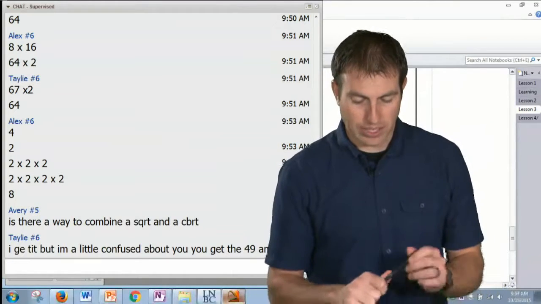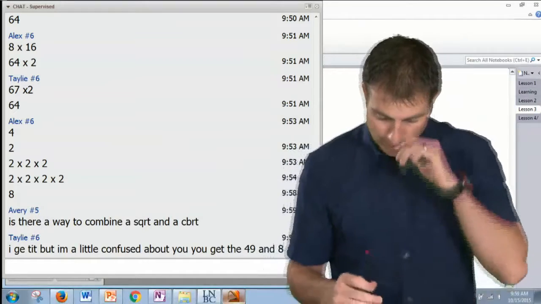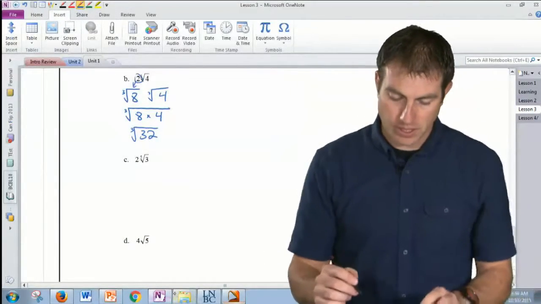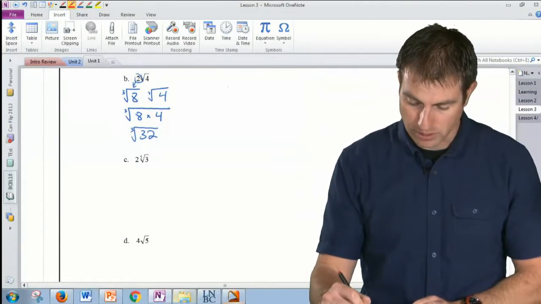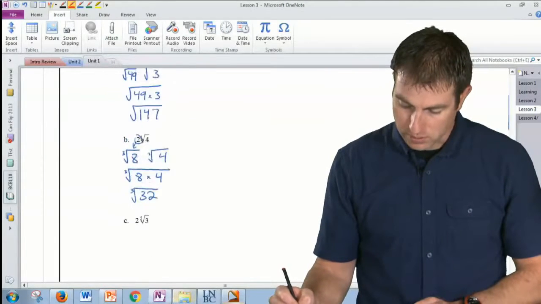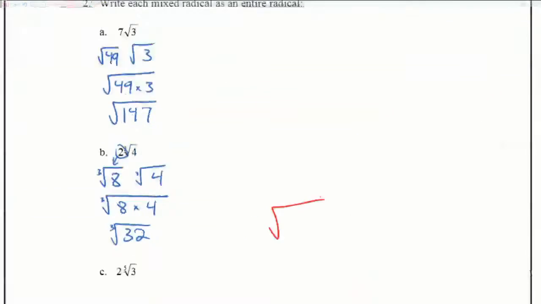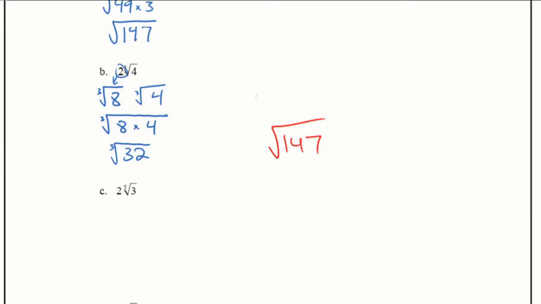Taylor's confused about getting the 49 and the 8. Okay? So let's do this question, Taylor, or everyone, if you want to think of it this way. Maybe I'll go to a simpler one. So the 7 root 3. If I said, I give you the square root of 147, and I said, write it as a mixed radical. You don't even need to write this down if you don't want to.